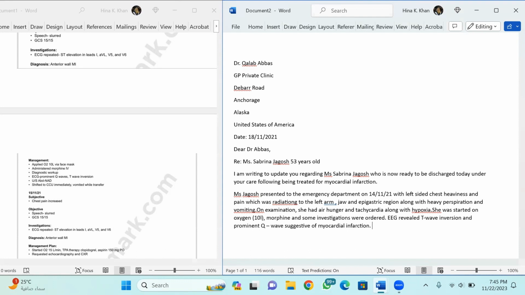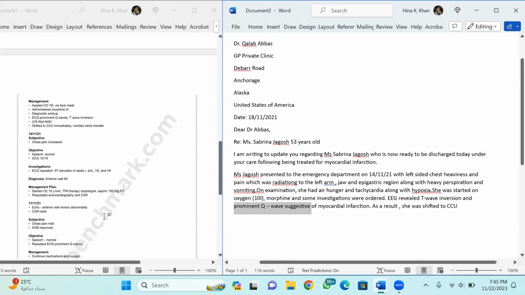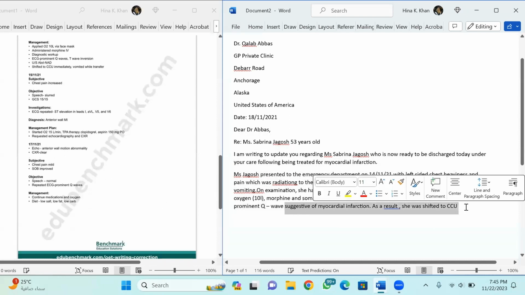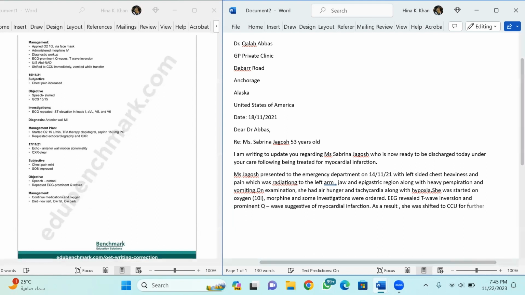Okay. As a result, you can use as a result, or you can use subsequently also. As a result, she was shifted to CCU for further monitoring. So this is also the way in which you can write.